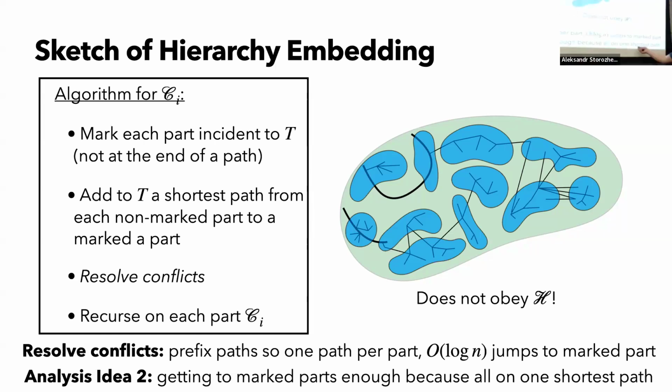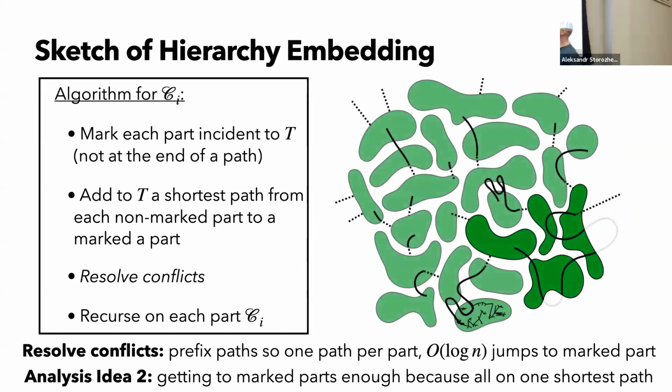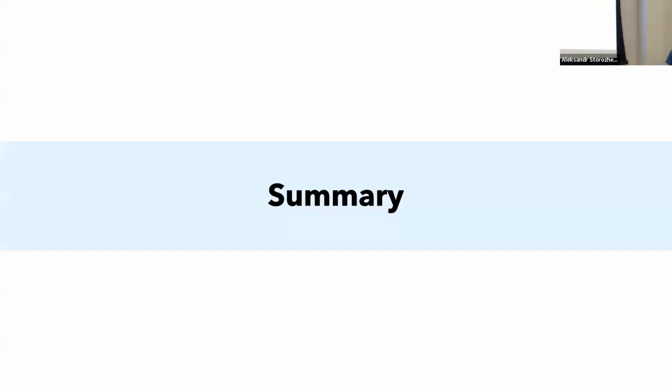The second intuition I want to give you all is that they can both get to this one path, and if you pop one level up in your recursion, you'll remember that that one path is all part of a shortest path. So this is sort of like a super highway that allows the nodes to get to one another very quickly. So it's enough to get to that path, even though you're not connected internally in that part. Okay, that's my talk.